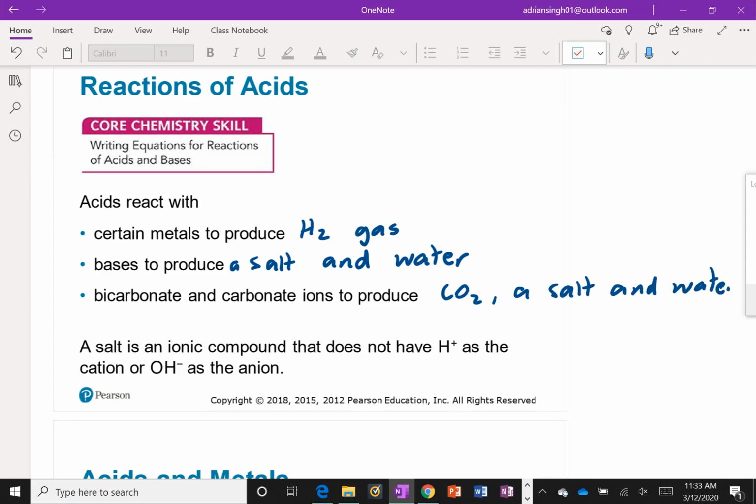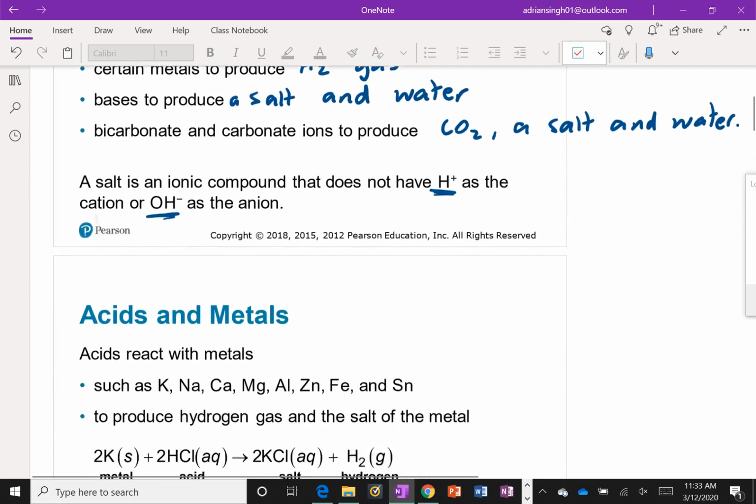All right, so we've used the word salt a couple times. Salt does not necessarily mean sodium chloride. Salt is just a general name for an ionic compound that doesn't have the proton as the cation or the hydroxide as the anion. So those are some of the general reactions. We'll take a look at a couple specific ones here.